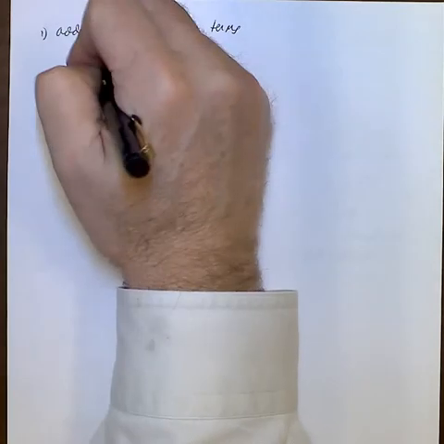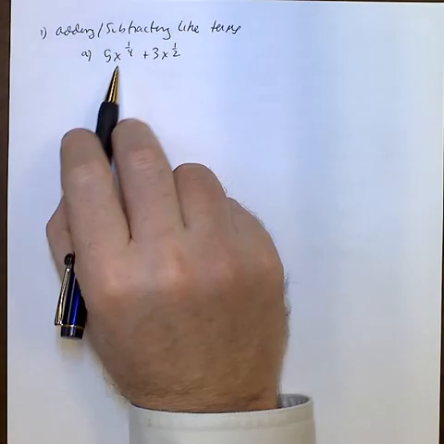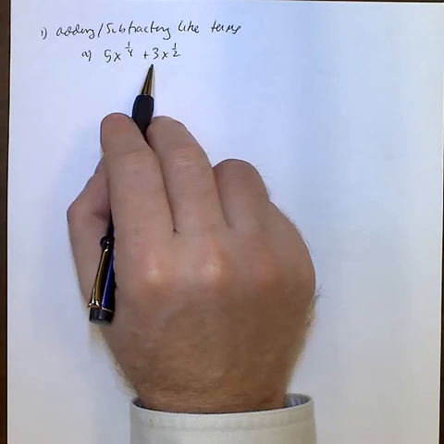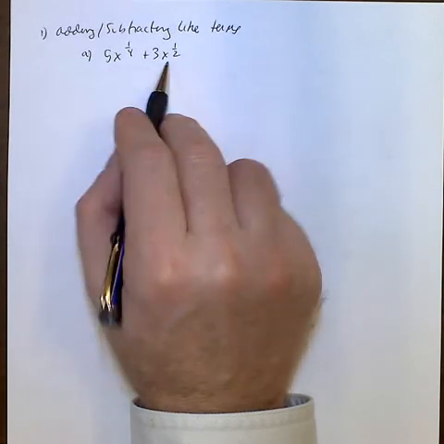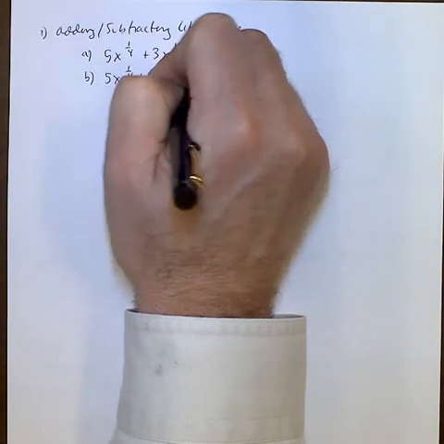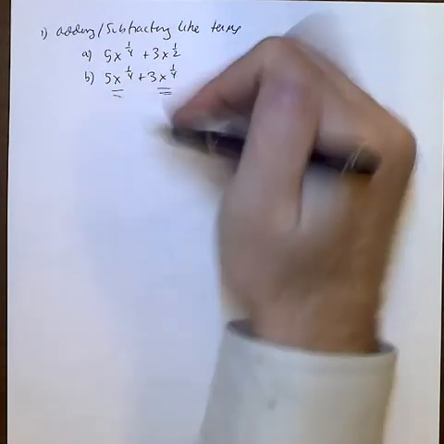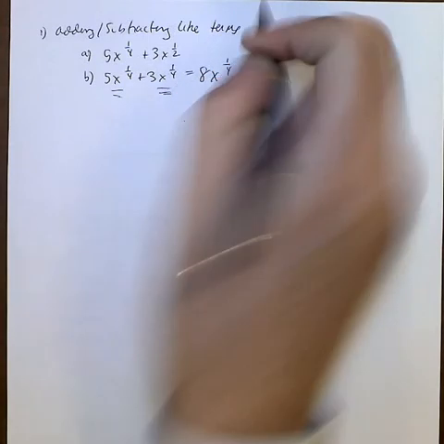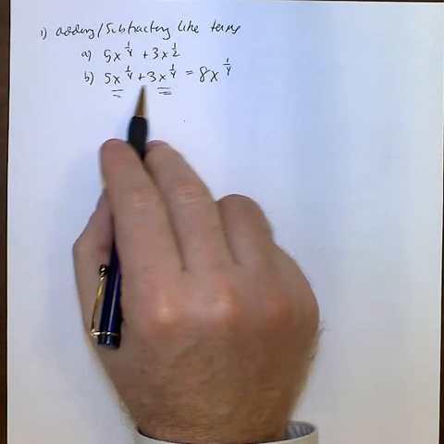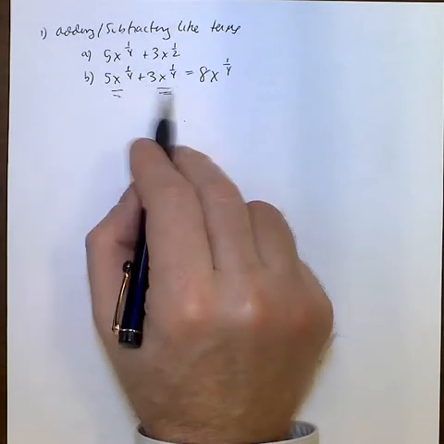Well, if you have 5x to the 1/4 plus 3x to the 1/2, you cannot add these. x to the 1/4 and x to the 1/2 are unlike terms. That's as far as you can go. You cannot combine these. Alternatively, if you had 5x to the 1/4 plus 3x to the 1/4, meaning they were both x to the 1/4, they're like terms, and we can add 5 plus 3 and get 8. Or you could subtract. If it was 5x to the 1/4 minus 3x to the 1/4, you would have 2x to the 1/4. So in B we can add because these are the same, they're like terms, and in A we cannot.